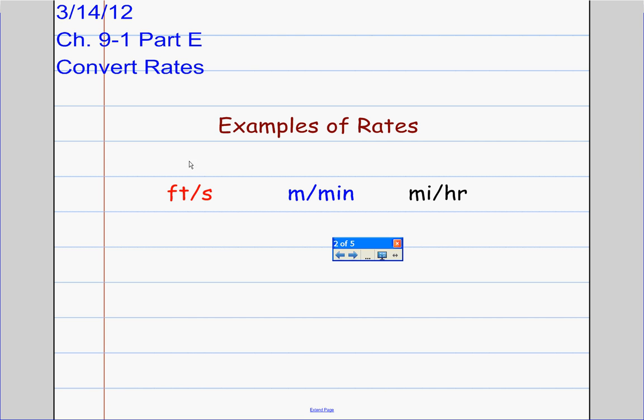And if you'll remember when we talked about rates before, the definition of a rate is it's a ratio where the two numbers have different units. So a ratio is basically a fraction, and you've got different units. So these are examples: feet per second, meters per minute, miles per hour, anything where you've got a ratio with different units. So you could have gallons per minute, liters per second. There's lots of different rates. Almost all the rates we're going to talk about are going to have time on the bottom.